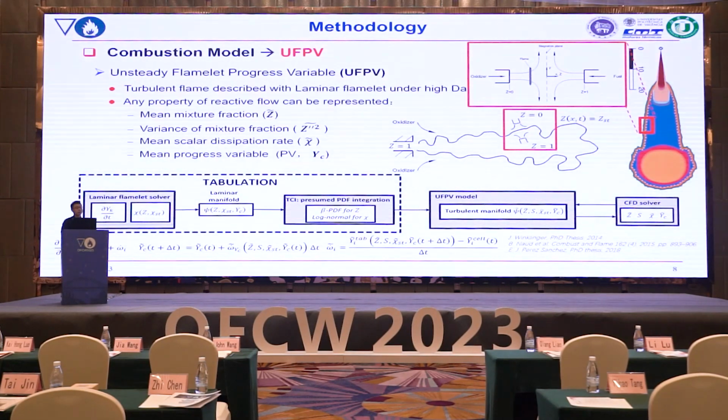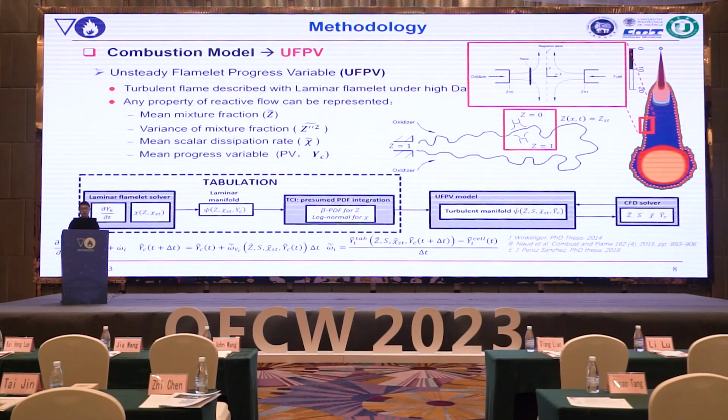So in this research, we use the UIPV combustion model. It is very similar to the last presentation. But for diesel spray, if the chemical reaction time is very small, we can use a set of laminar flamelets to describe the diesel spray combustion. Any properties of the reactive flow can be replaced by the mean mixture fraction, the variance of mixture fraction, the scalar dispersion rate, and the approximate value.